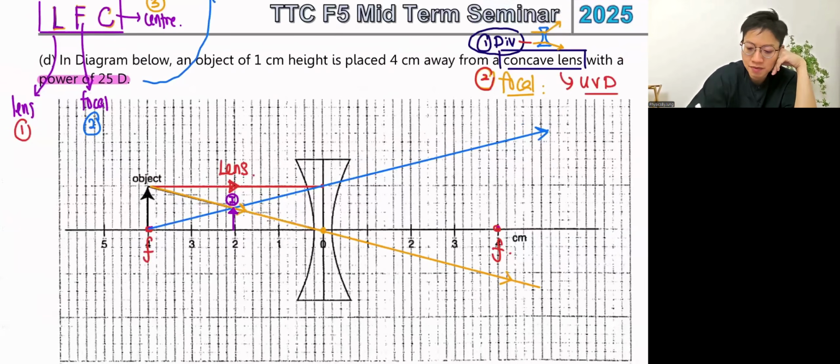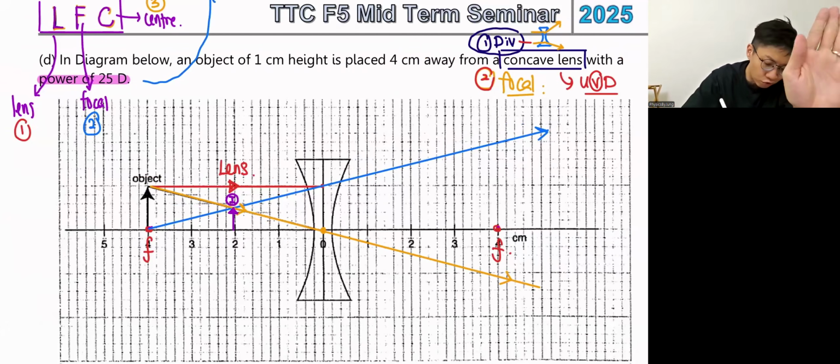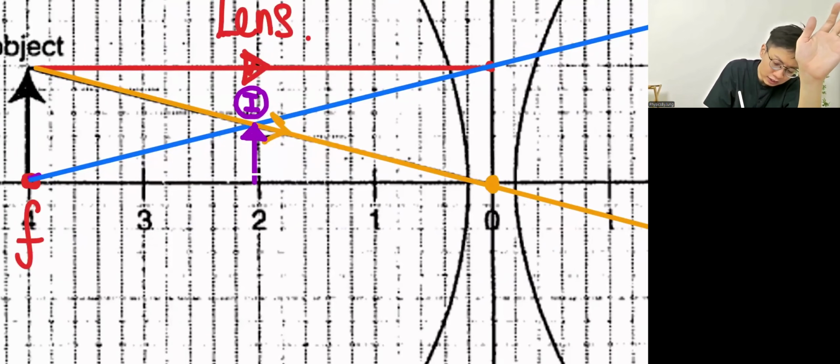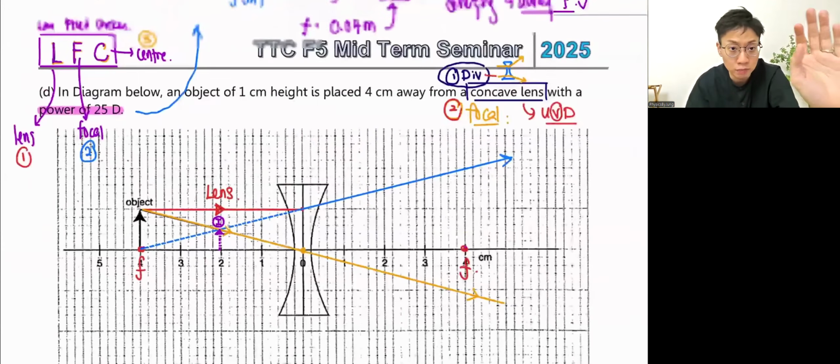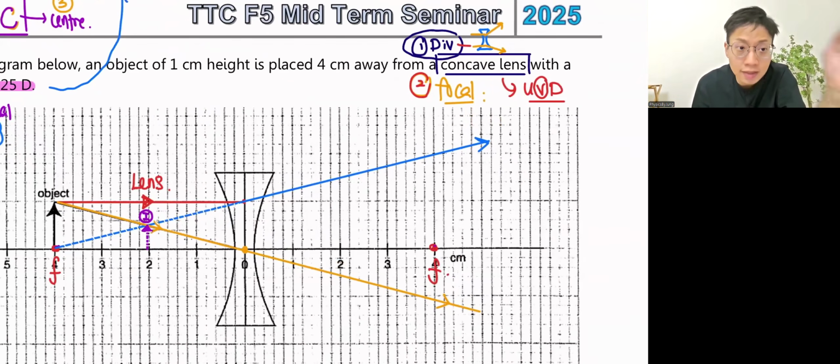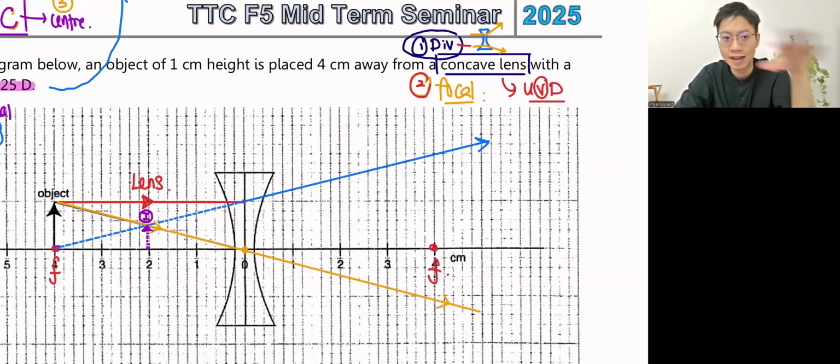Remember guys, if this is a virtual image, you must put a dotted line. So my image here is actually a dotted line, and my blue color line is also going to be a dotted line. My orange and red color lines do not need to be dotted. Only the blue color one must be dotted, that one only.